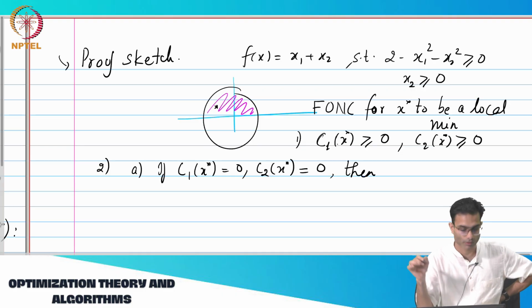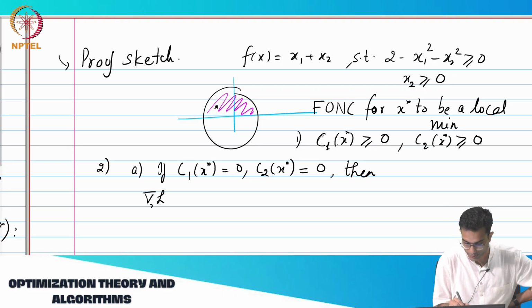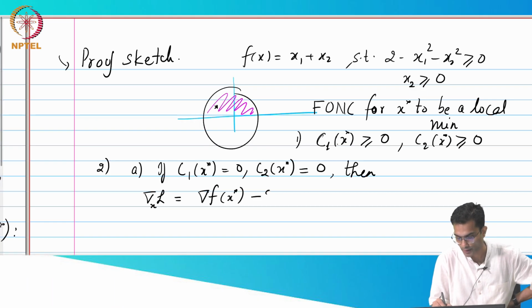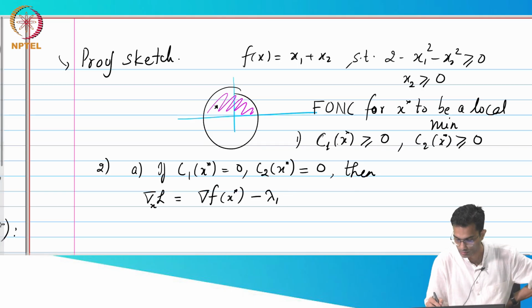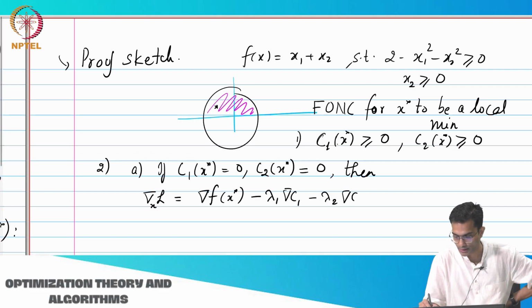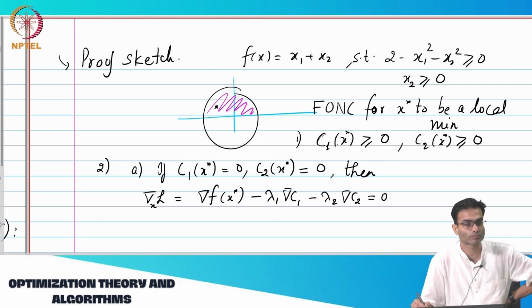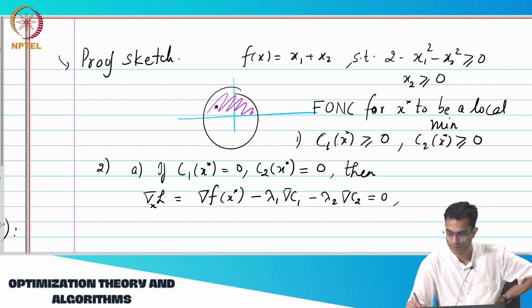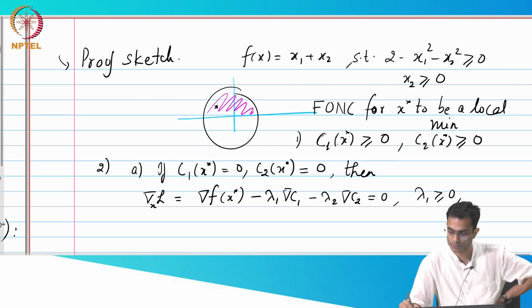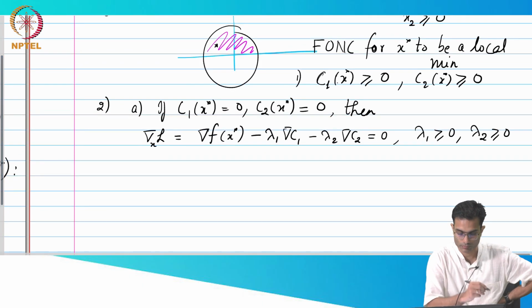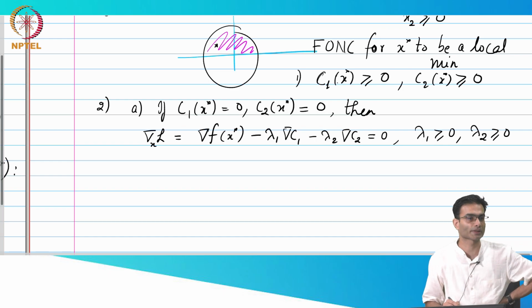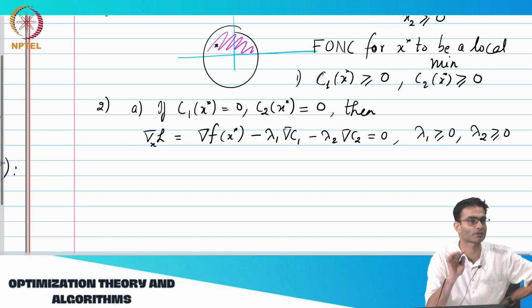No, obviously not. So the gradient of the Lagrangian will give me what? Grad f(x star) minus lambda 1 grad C1 minus lambda 2 grad C2, this should be equal to 0. This should happen. Lambda 1 greater than equal to 0, lambda 2 greater than equal to 0. This is the first possibility. I have to verify whether or not this happens.